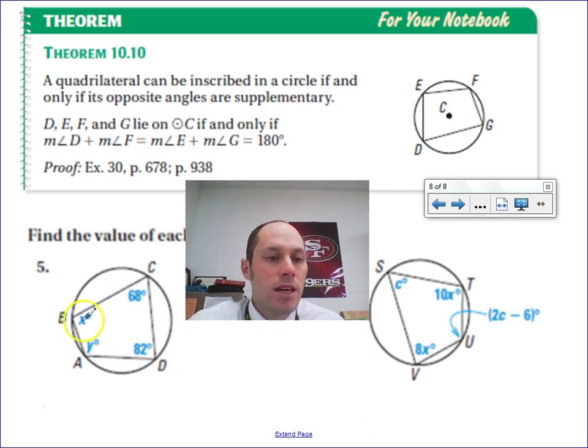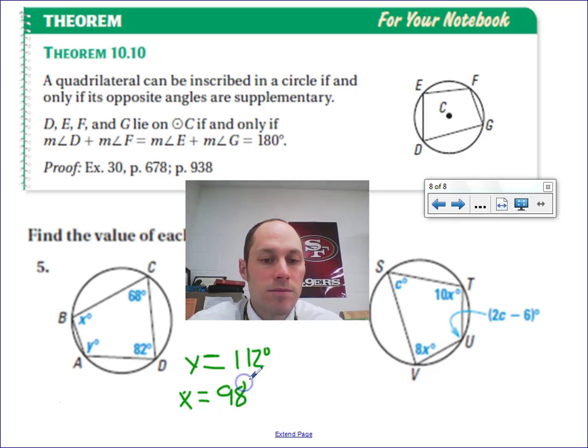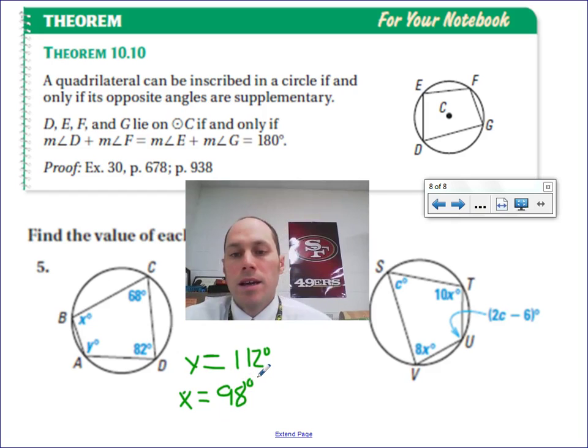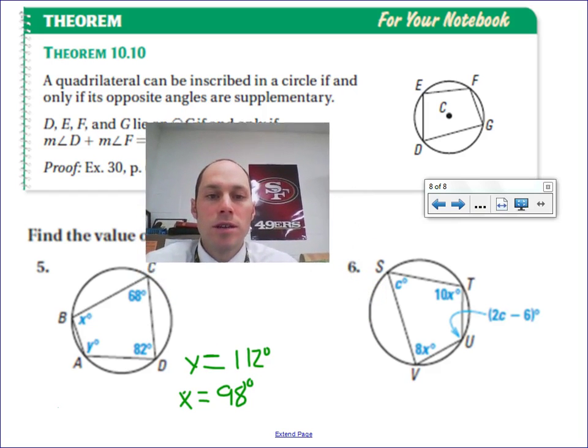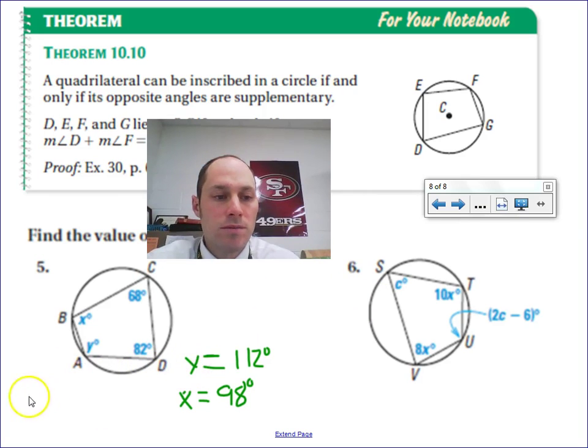So if that's the case, this is an inscribed quadrilateral, so 68, angle C and A will be supplementary. So Y will equal, if we do the math here, 180 minus 68. 180 minus 68 is 112 degrees. My math is correct. And then X would be supplementary. B and D are supplementary. So it would be 98 degrees. Okay. I'll let you solve number 6 on your own. Pause the video, restart it once you're ready to see the solution.